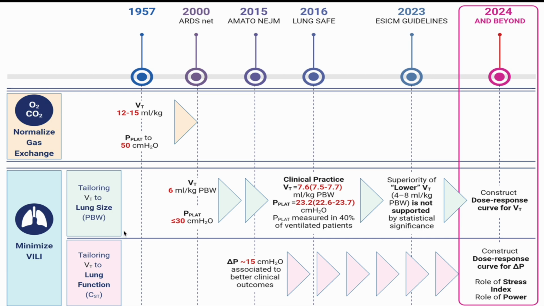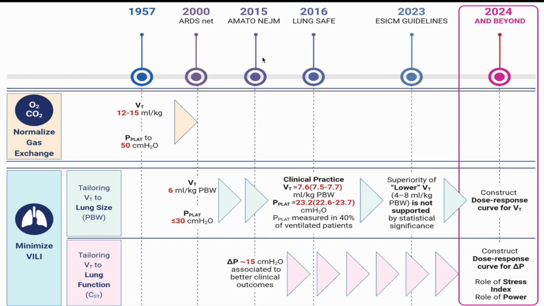So, according to the concepts of that time, in 2000 the ARDS trial was done, which showed that 6 ml per kg versus 12 ml per kg had a better outcome. So the guidelines were like this: we need to set a tidal volume of 6 ml per kg of the predicted body weight and keep a P plat of less than 30. So this continued for a long time.